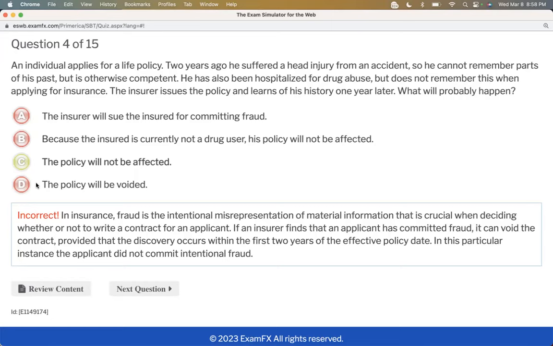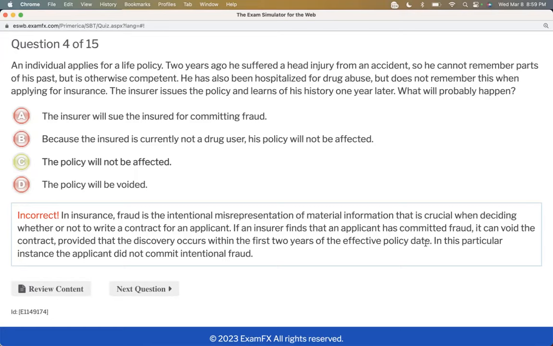Look, the insurer issues a policy and learns. You see that? He found out. Learns his history 1 year later. Oh, wait a minute. 2 years ago. Nope. Look at this. An individual applies for life insurance today, let's say, right? But 2 years ago he suffered an injury and was also hospitalized for drug abuse, but does not remember when he applied for life insurance today. The insurer issues a policy and learns his history 1 year later. So the insurer finds out 1 year later, so the policy should be void. You see that? Because look at what it says right here in the rationale. If an insurer finds that an applicant has committed fraud, it can void the contract, provided that it's in the first 2 years.